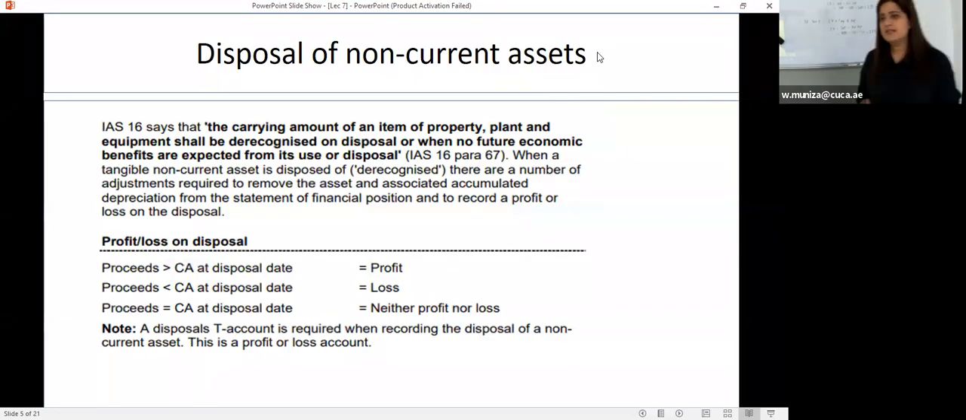Now, students, what is the meaning of disposal of non-current assets? Meaning of disposal of non-current assets is to sell them. Whenever we are going to sell the non-current asset, it means that we are disposing it off. When we acquire a non-current asset, we purchase a non-current asset, we have to recognize it. Whenever we are disposing of an asset, whenever we are selling an asset, we have to de-recognize it.